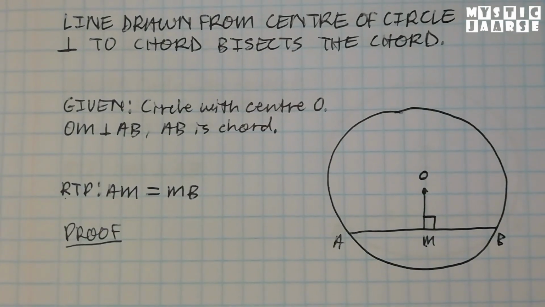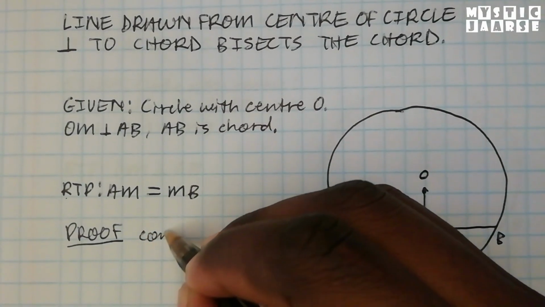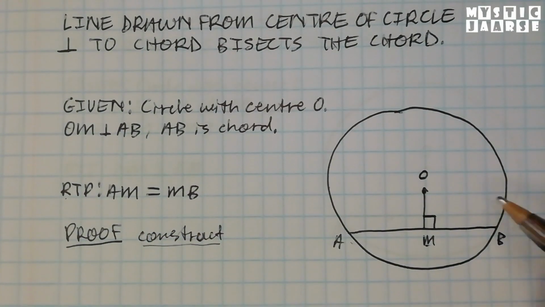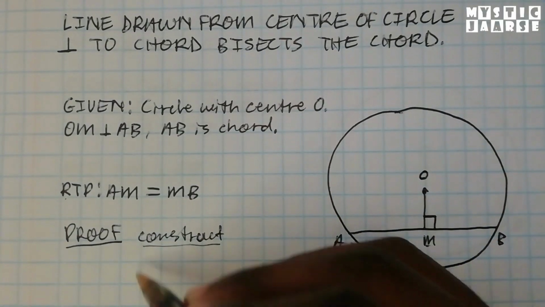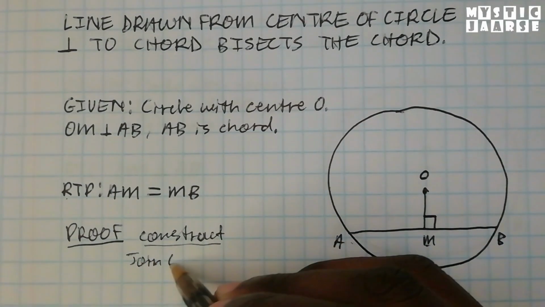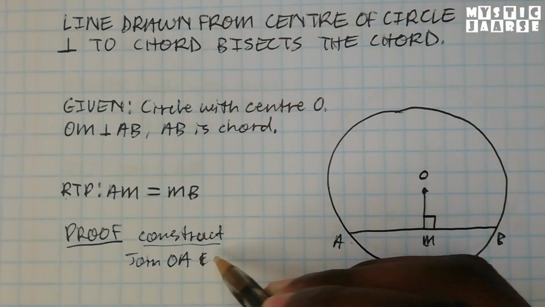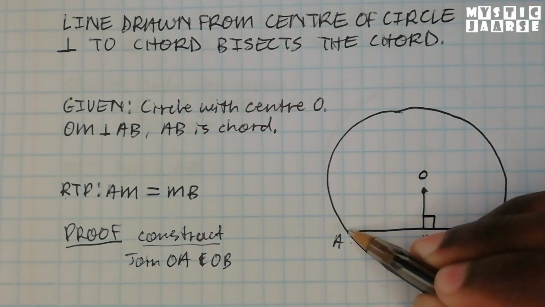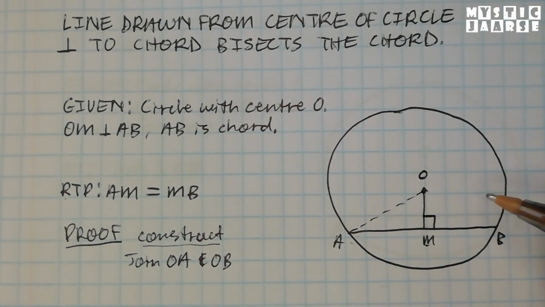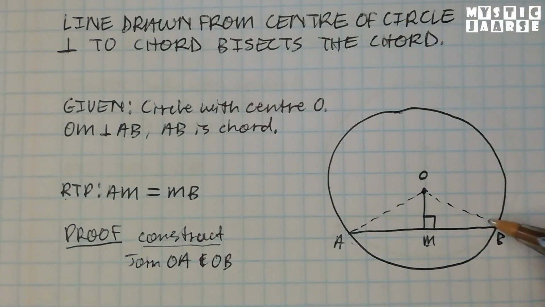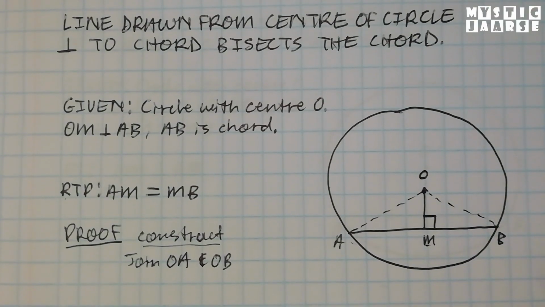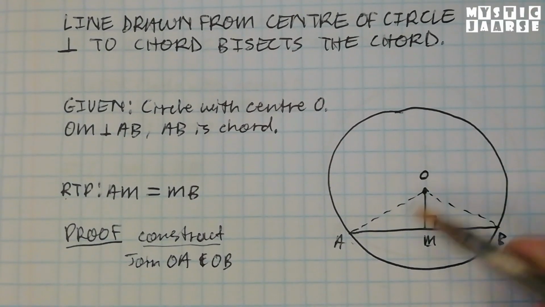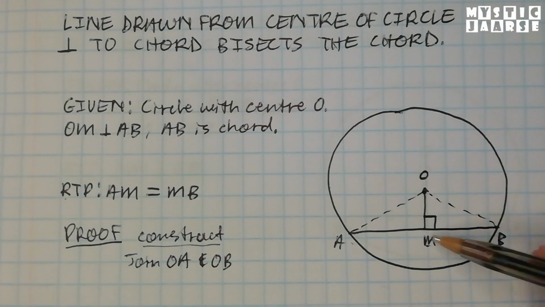So in order for us to prove that a line drawn from a center perpendicular to a chord bisects the chord, we need to construct, right? When we construct, we use dotted lines. So we need to join OA and OB. And by doing that, we have created triangle OAM and triangle OMB.